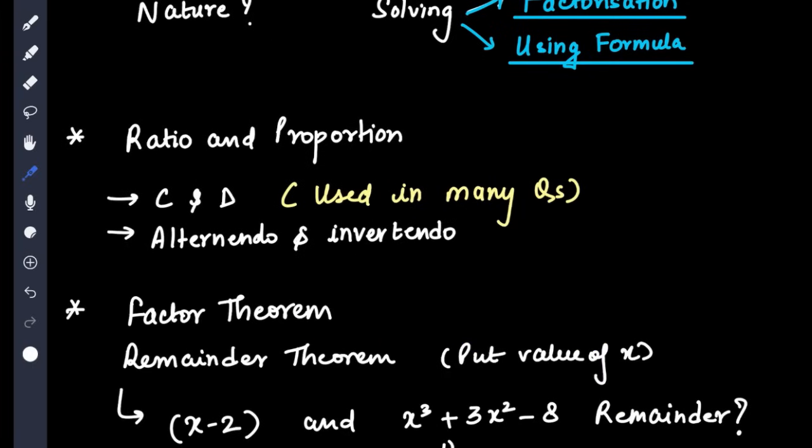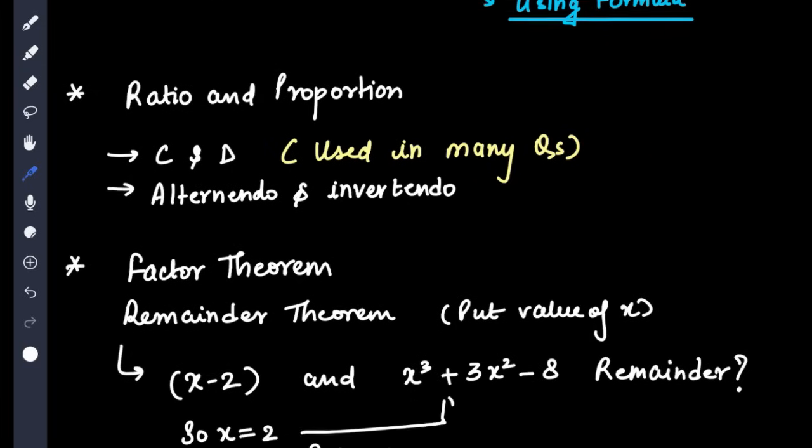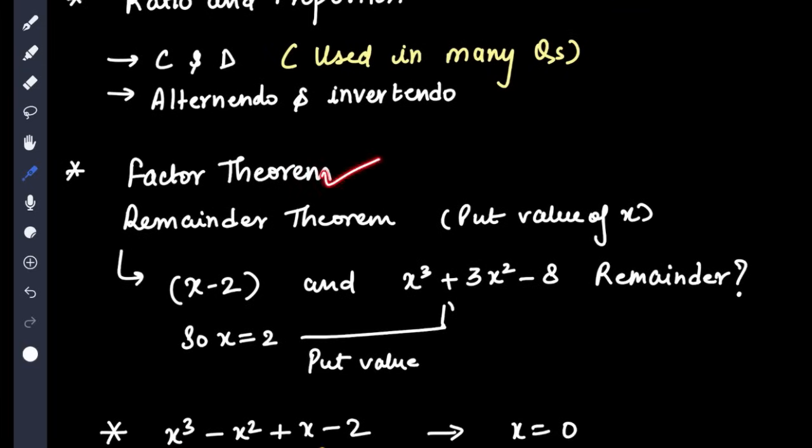Okay. Ratio and proportion, a very important concept of componendo and dividendo is asked and it is used in many questions. Then we come to alternando and invertendo. Again, revise these concepts, but mostly componendo and dividendo. These questions are asked. Then factor theorem and remainder theorem.